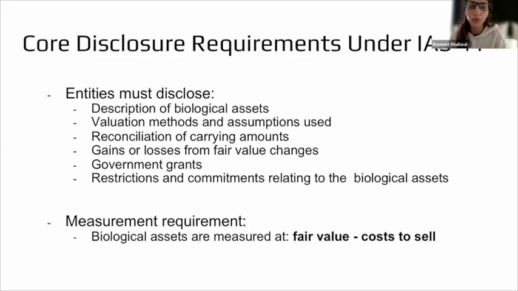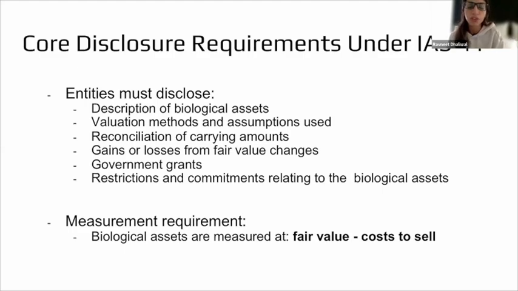IAS 41 requires biological assets to be measured at fair value less the cost to sell the asset. Because of this requirement, entities need to disclose the valuation methods they used and the assumptions they've made. And if there's no active market price for the biological assets, then entities need to explain how the fair value is estimated. This could be through various models, discount models, or based on market comparisons, but it would need to be disclosed.